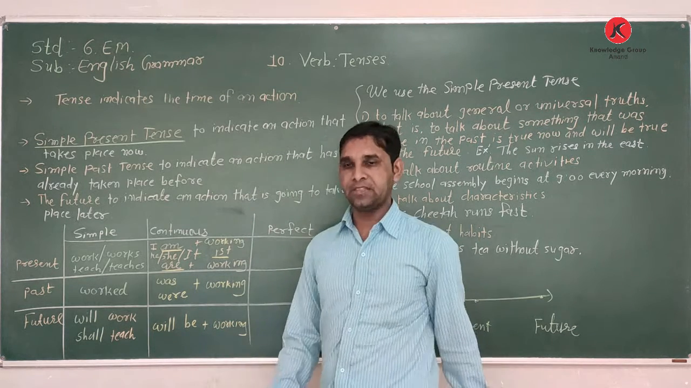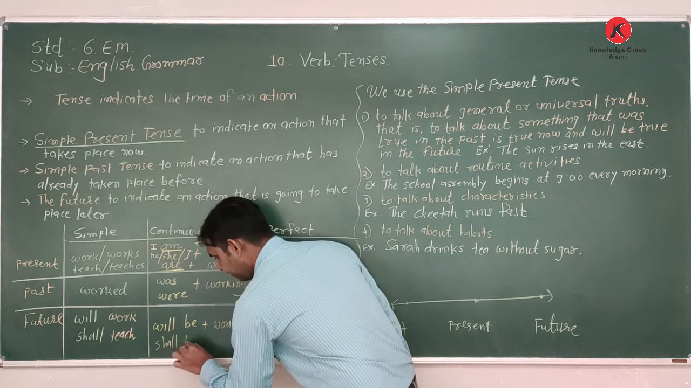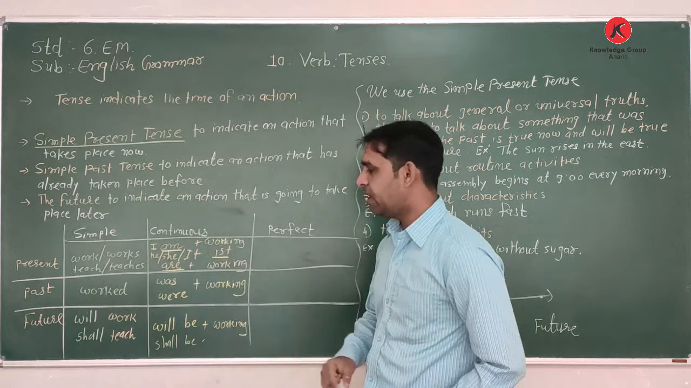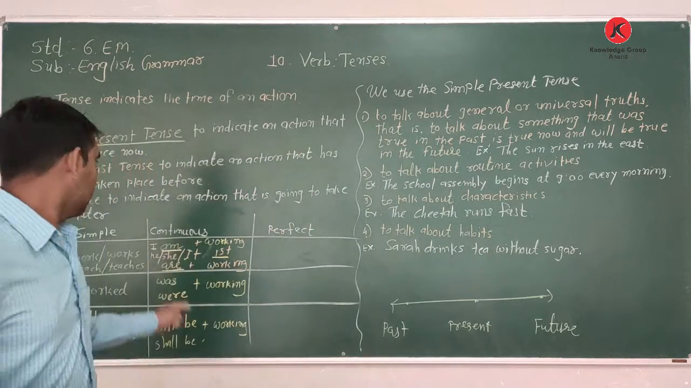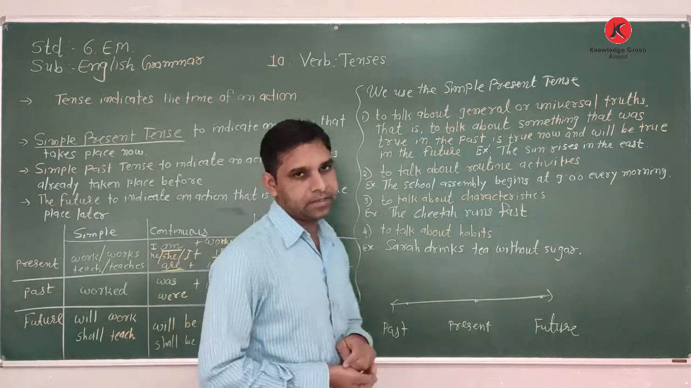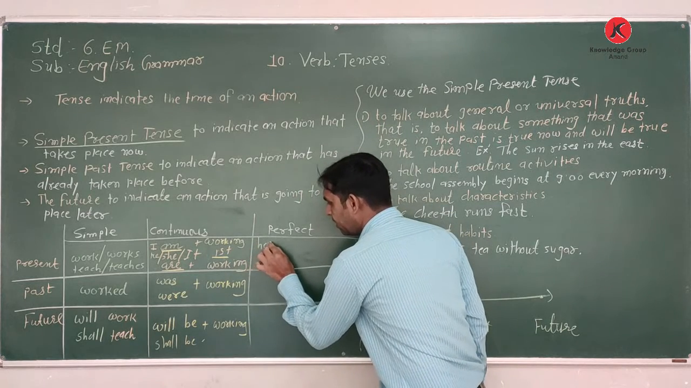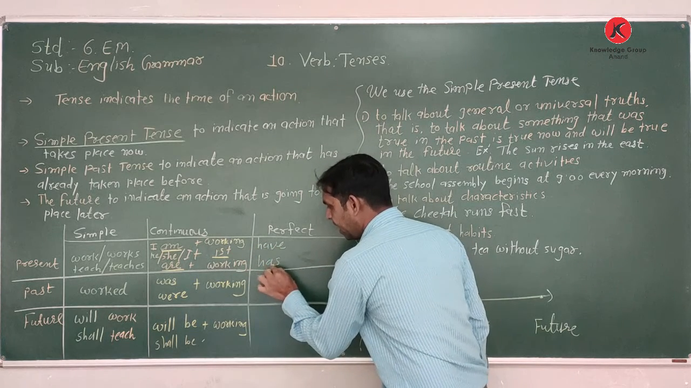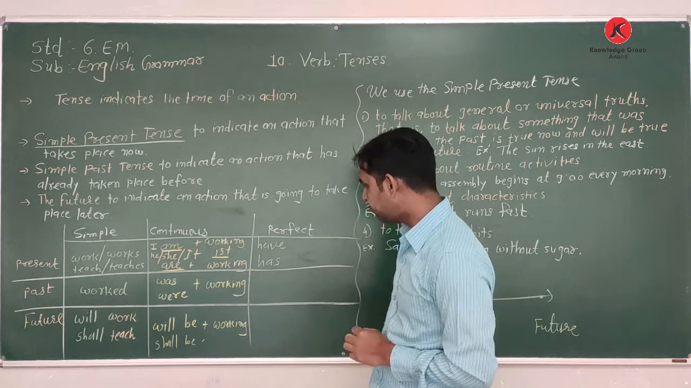Verb with ing. Will be, shall be. If we use the perfect tense, the present perfect tense, what do we use? The same, we use have and has. Has is used with the singular, third person singular form.